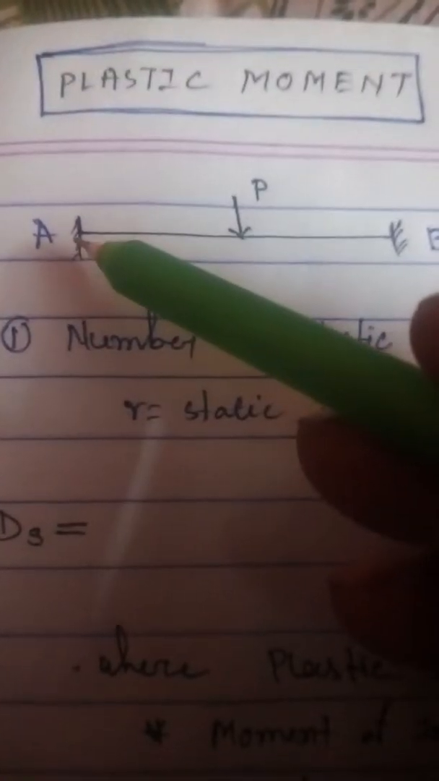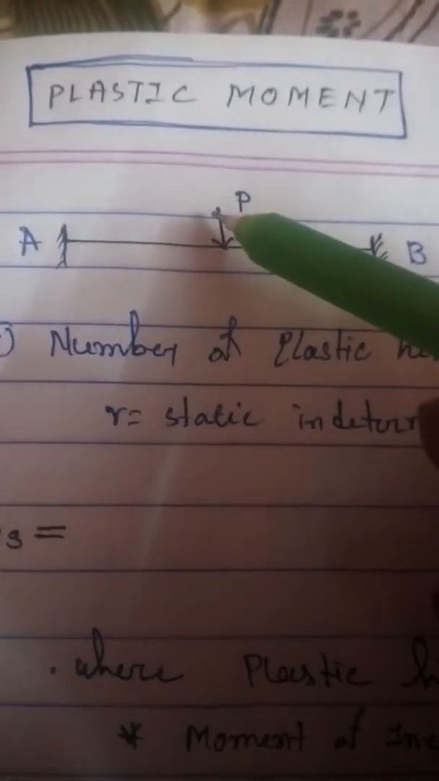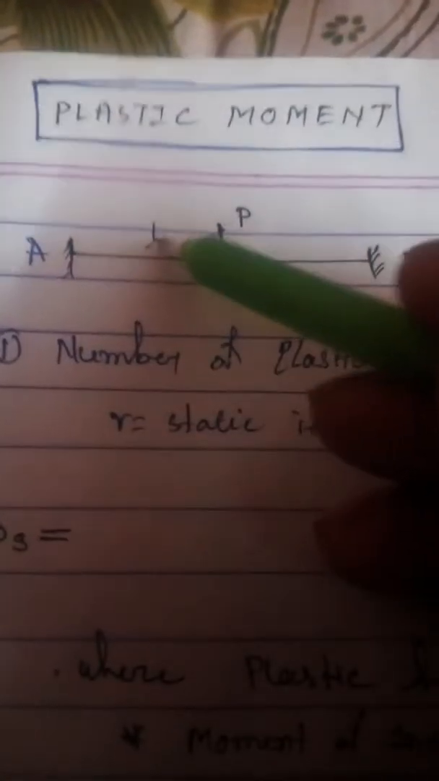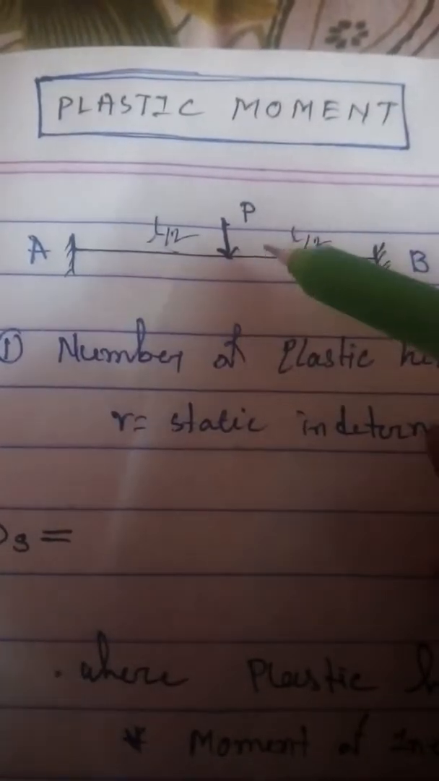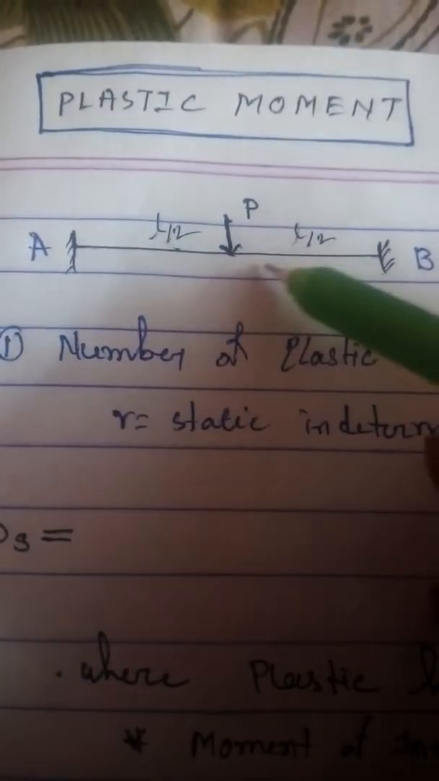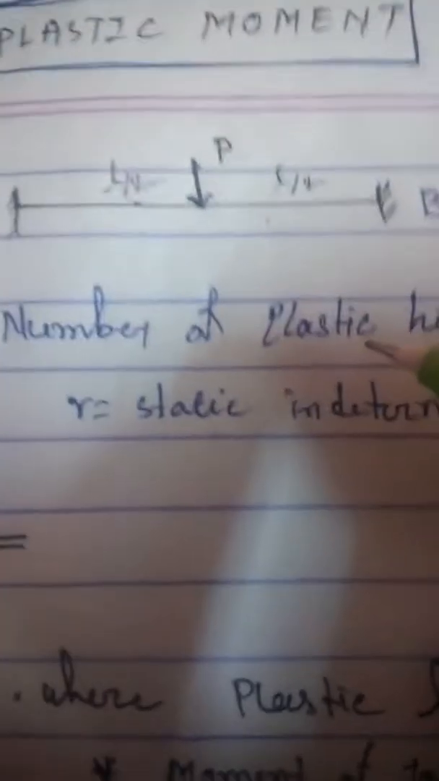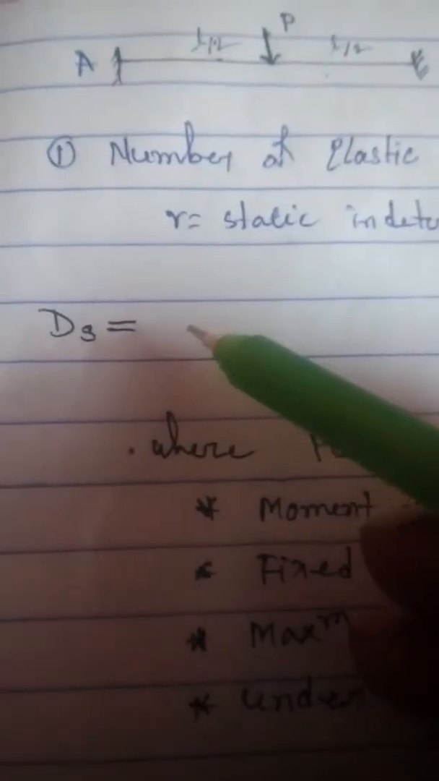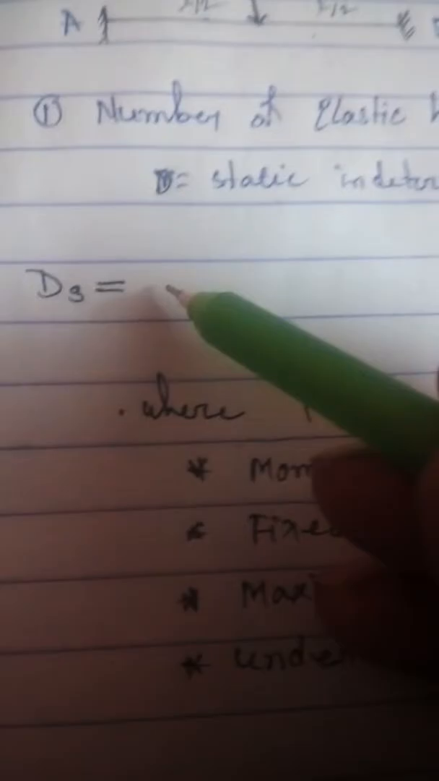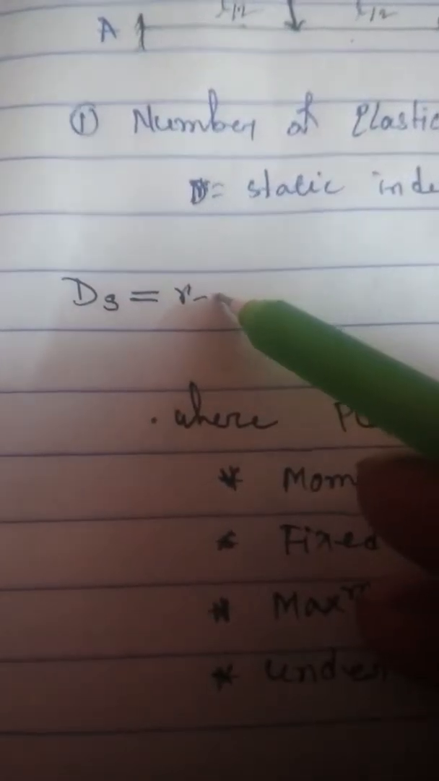Okay, now for this beam, point A is fixed and point B is also fixed, and a concentrated load, that is the working load P, is acting here at L by 2, and the moment of inertia is the same. So here we have to find out the degree of static indeterminacy, r minus 2.